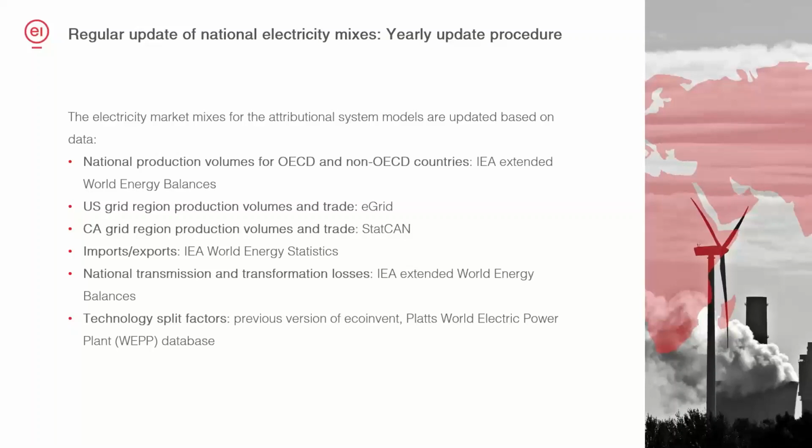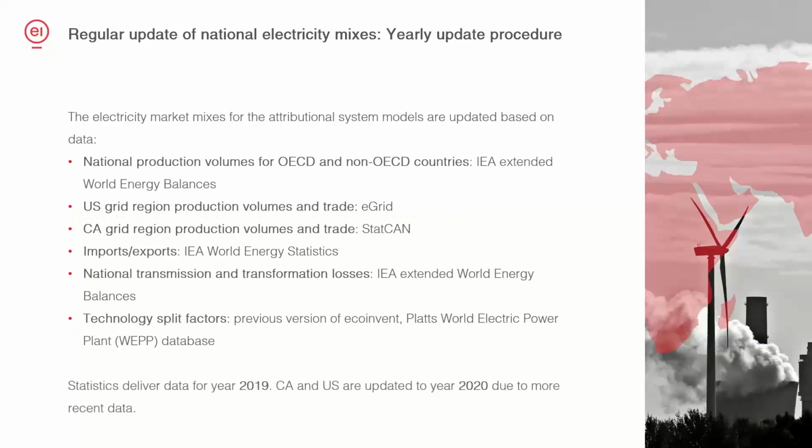For this yearly update procedure, multiple sources are consulted. For production and generation data for OECD and non-OECD countries, imports and exports, as well as transmission losses, the extended World Energy Balance Statistics package from the International Energy Agency is used. For the US subgrids, data of the eGrid database is consulted, and Canadian regional production data is sourced from StatCan.